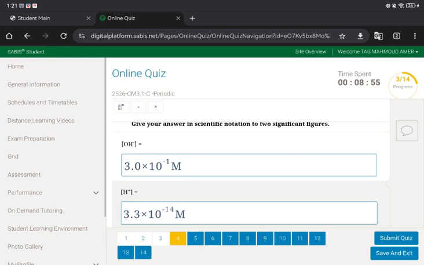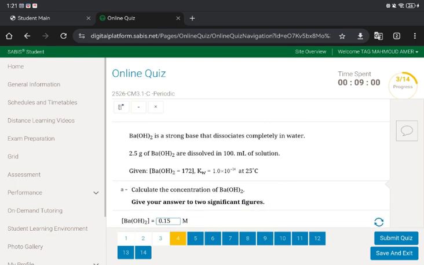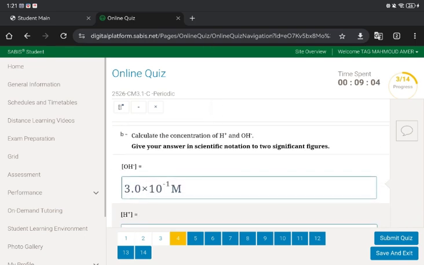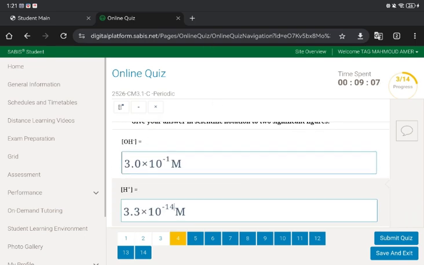A way you can tell if you did the equation and the volumes and the things correct is here: the original compound had OH, so OH should be the bigger number and H plus should be the smaller number.